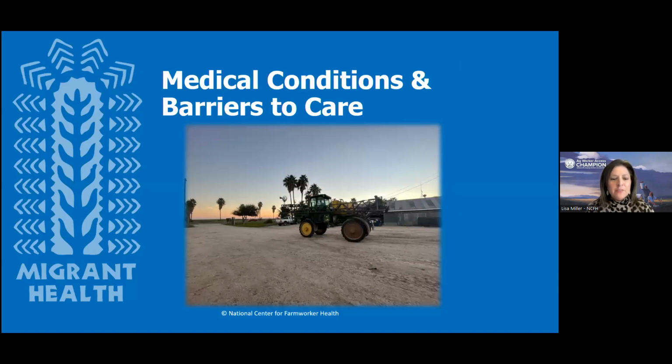So now that we have an understanding of the general characteristics of the population, the housing and employment conditions, and some of the protections and lack of protections that ag workers receive, let's talk about the medical conditions that are commonly experienced by this population, as well as their barriers to accessing healthcare.